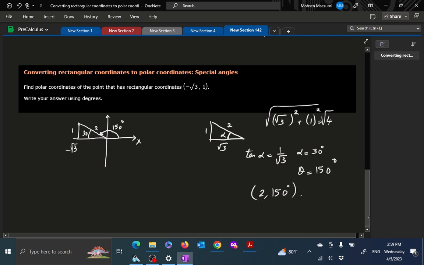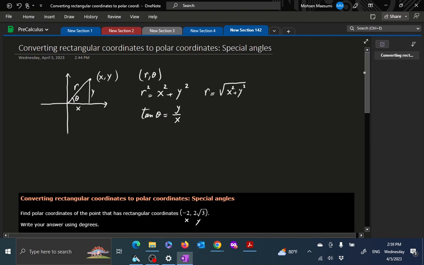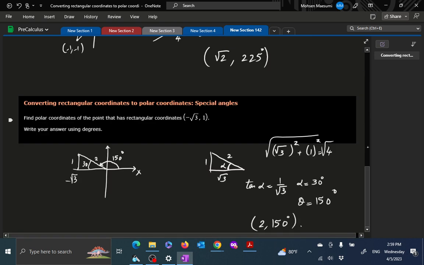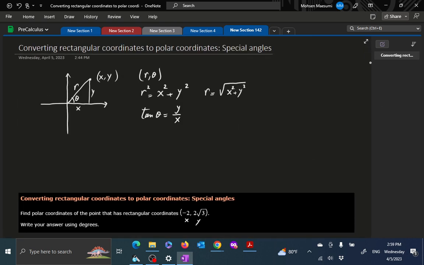So this problem was rather straightforward. If you have location coordinates x and y, R is easily the square root of the sum of squares of the two, the hypotenuse. Tangent of theta is y over x. You have to carefully figure out what your theta is based on the quadrant you are in. So find the reference angle first and then adjust it for your quadrant.